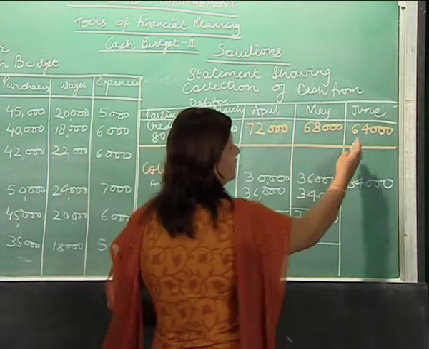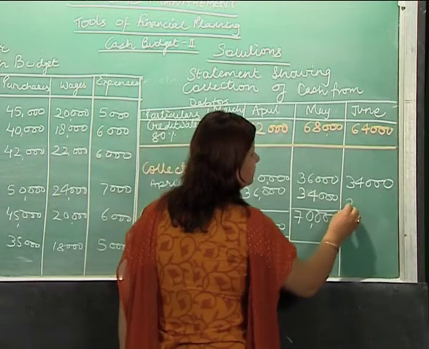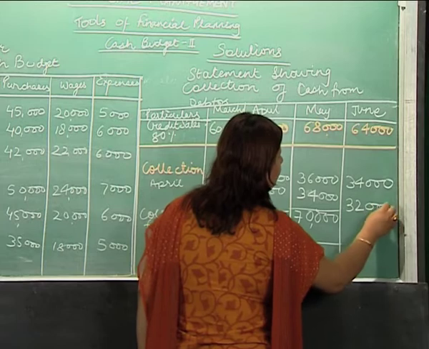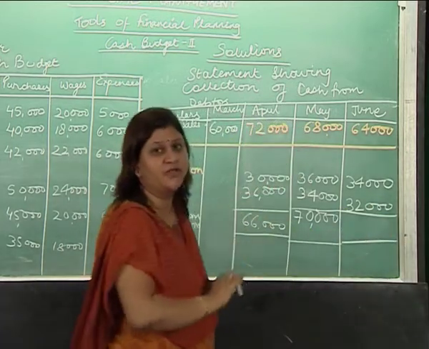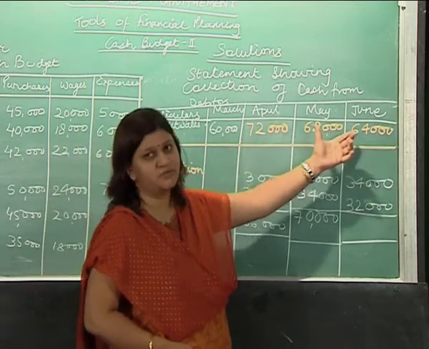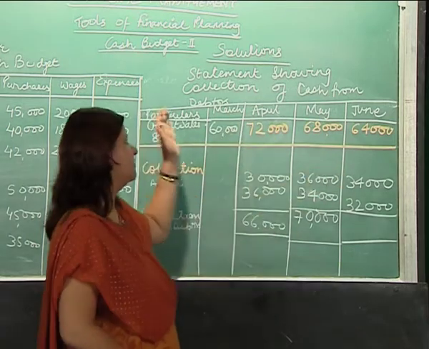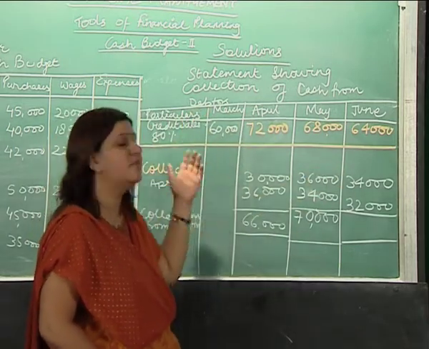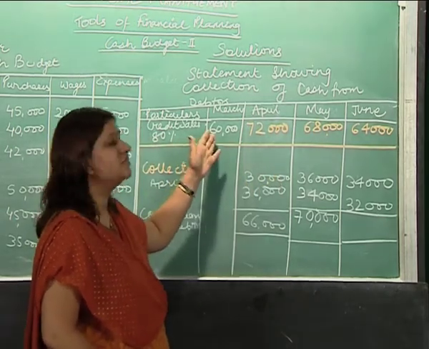Now the half of 64,000 will be received in the month of June, and the half of the 64,000 will be collected in the month of July, which is not relevant for us because we are computing the budgeted period of 3 months. So the figures for April, May and June are relevant. We have taken March into consideration because half of the March amount is coming in the month of April. So we have used this figure.